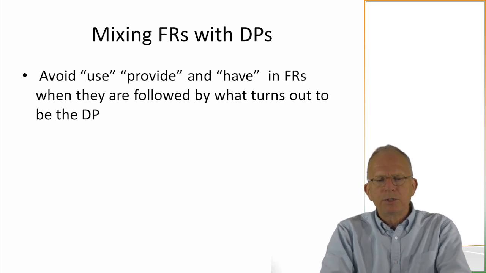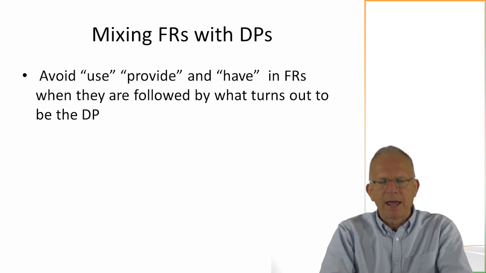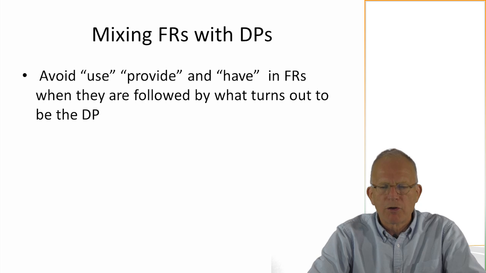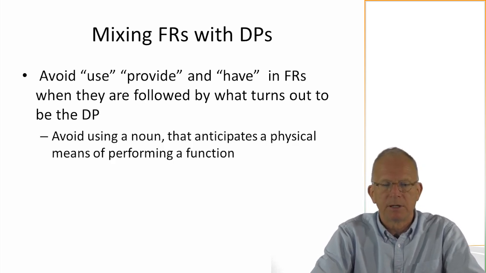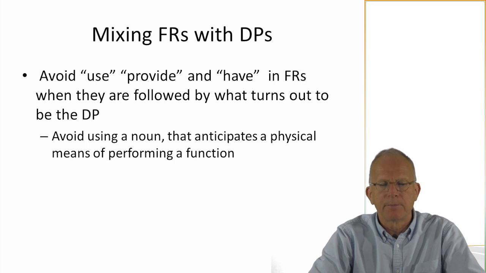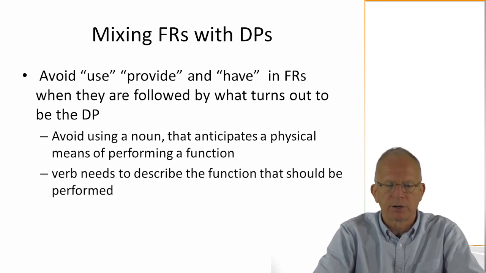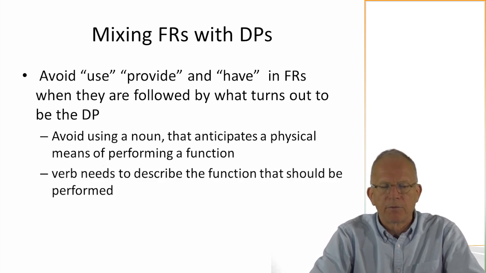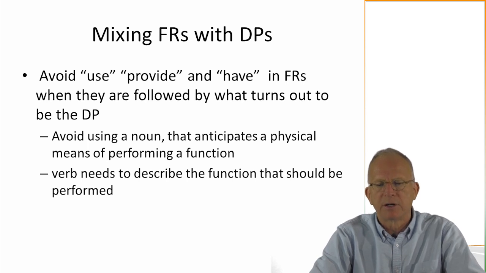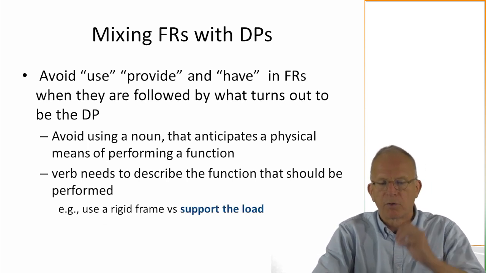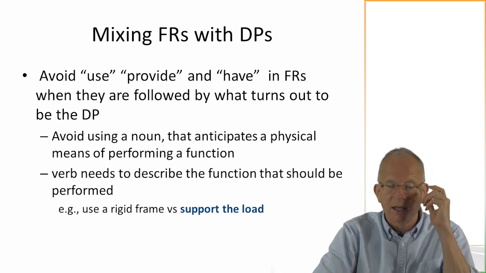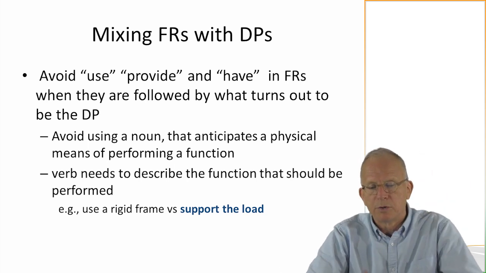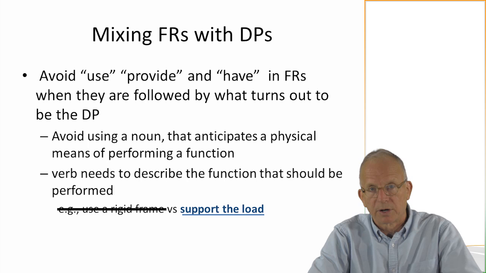All right. So avoid using use, provide, have in FRs when they're followed out by what turns out to be the DP. So in this case, using a noun that anticipates the physical means for performing a function. So a verb needs to describe the function that should be performed. So rather than say use a rigid frame, you should say support the load.